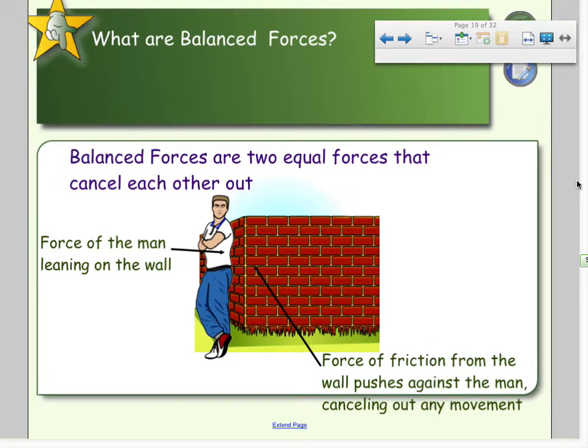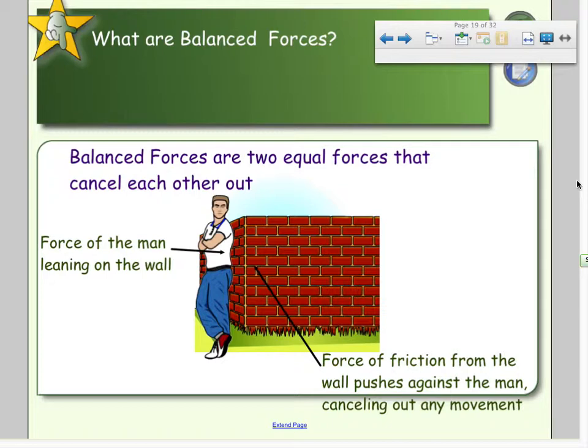What are balanced forces? Give me in your own words, balanced force. Sierra. Balanced forces are two equal forces that cancel each other out. This young man right here is pressing against the brick wall. What is the brick wall doing to him? It's pressing back. Is it equal force? Yes, because if it wasn't, he would fall through the brick wall or the brick wall would knock him down.